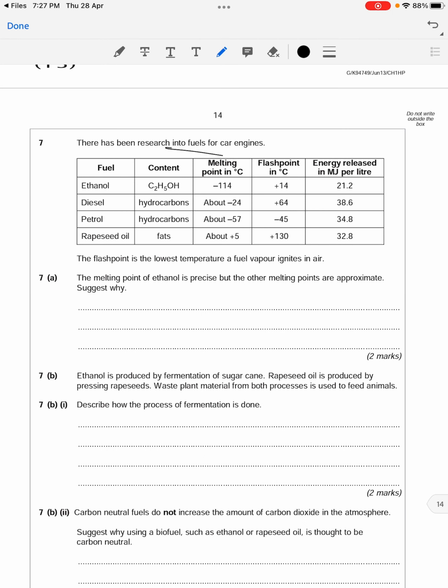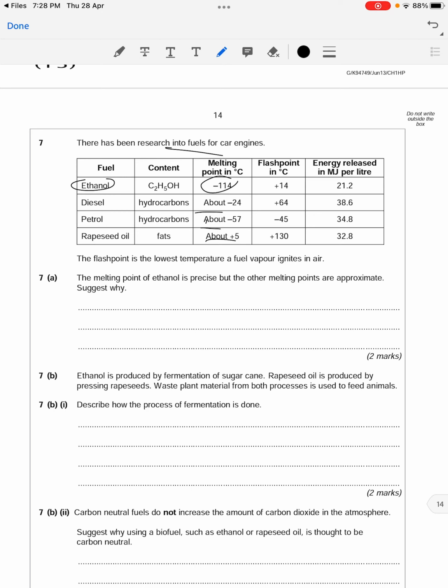Now there has been research into fuels for car engines. Wow, okay, this is amazing, interesting stuff. Mostly electric is the future, right? So the flashpoint is the lowest temperature at which fuel vapor ignites in air. The melting point of ethanol is precise, but the other melting points are approximate. Suggest why. We can see that ethanol is there with minus 114, but everything else is approximate. So we have to understand why.